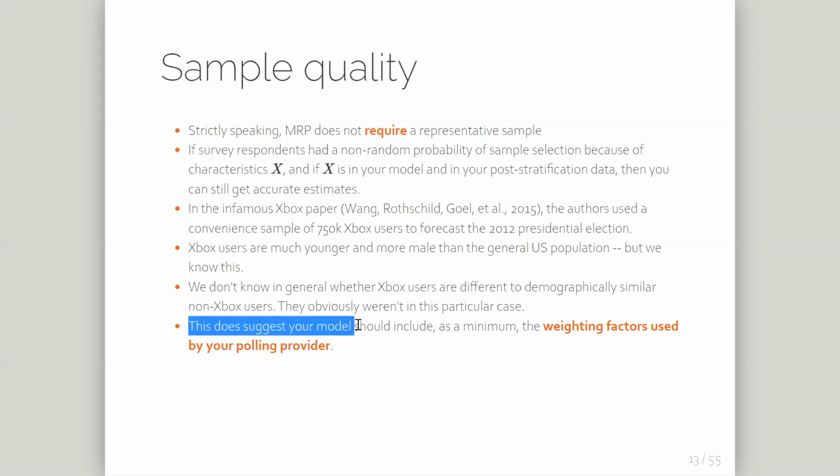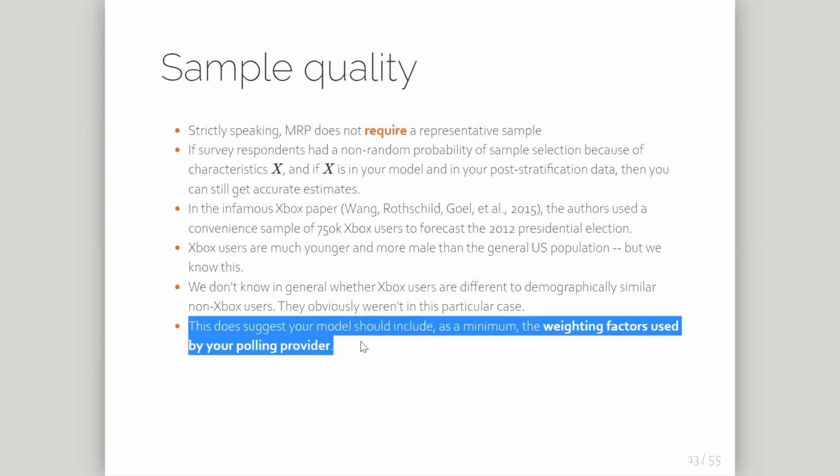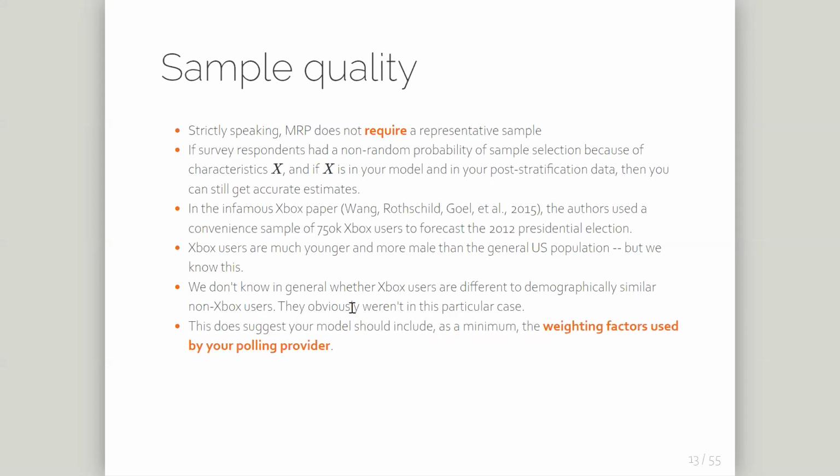What this means is that if you are doing MRP and you've got some data which has come to you from a survey provider, from a polling company, and they regularly weight on certain variables, then they're worried about non-representativeness on these characteristics. And so they should be in your model and in your post-stratification frame.